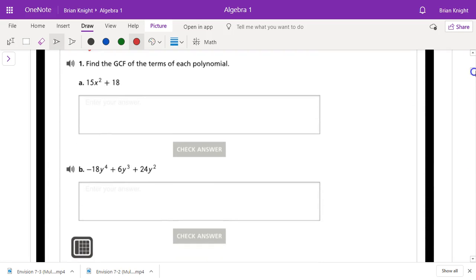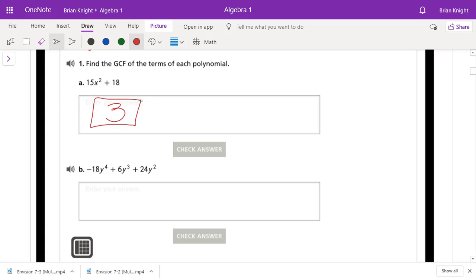Let's see here. 15x squared plus 18. So again, you can think in your head, notice this has an x squared. Is there an x over here? No. So we're not going to have x in our common factor because they both don't have an x in common. So it's just the number this time. So 15 and 18, what's the factor that they have in common? 3. Done. That is your answer.